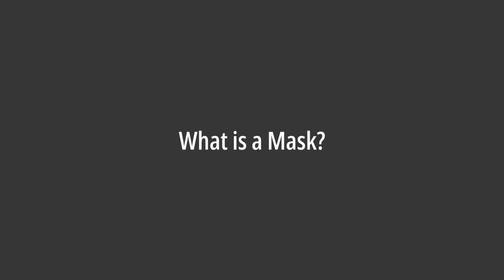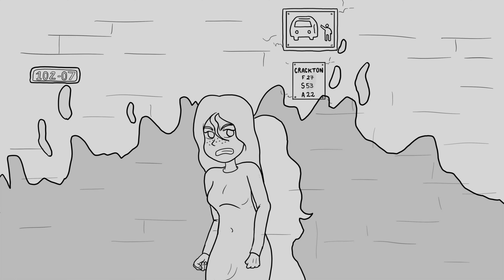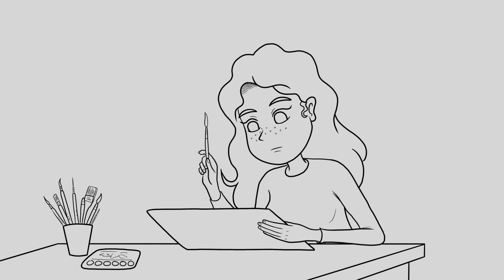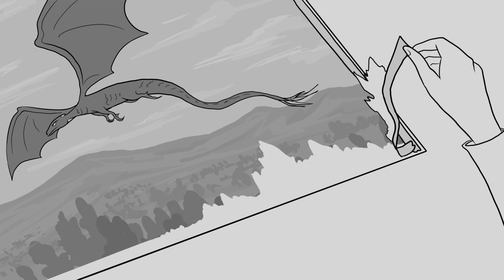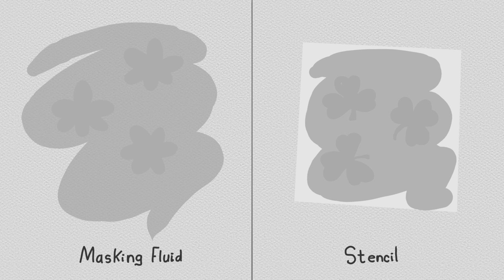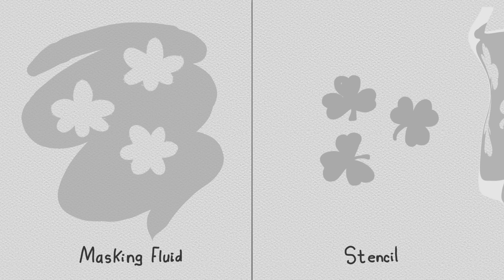But what is a mask? Traditionally, a mask is a way to cover a specific area of a painting to protect it or hide it. Artists frequently use masking tape to make frames or straight lines. And for specific shapes, we can also use masking fluid or stencils. But masks in the digital world can do much more.